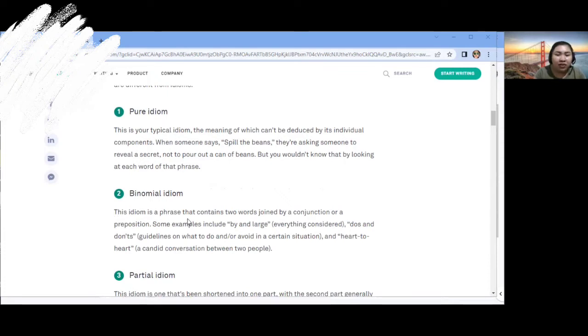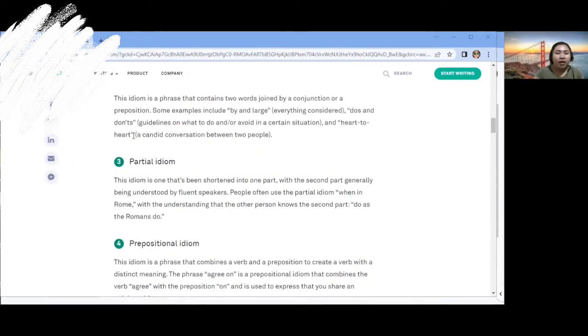This idiom is a phrase that contains two words joined by a conjunction or a preposition. Some examples include by and large, meaning everything's considered; dos and don'ts, meaning guidelines on what to do and or avoid in a certain situation; and heart to heart, meaning a candid conversation between two people.